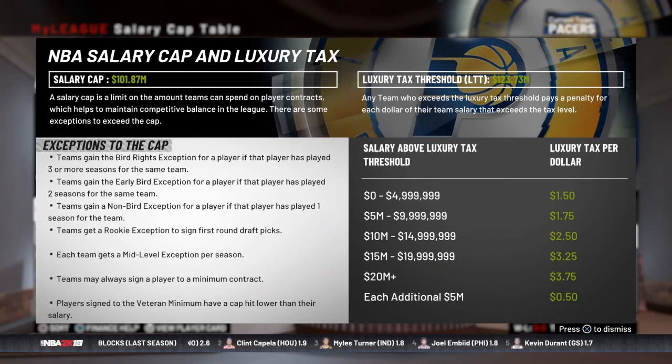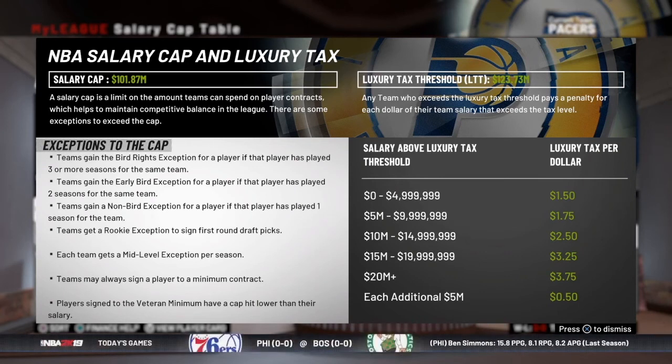Now, just keep in mind that even though bird rights are an exception to the cap, and they allow you to sign players even if you don't have the cap room to do it, payroll still matters in a couple ways. The first way is that if you sign players to a bunch of large long-term contracts, that reduces your cap flexibility in the future to maybe work with other players that you want to work with.